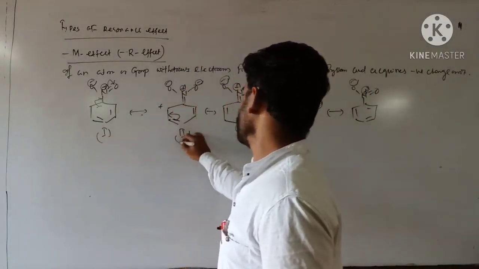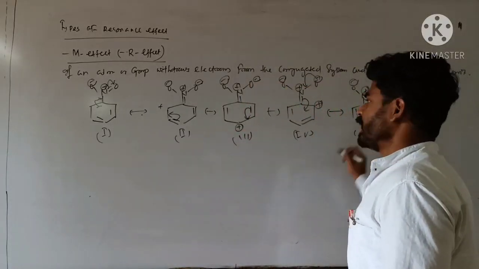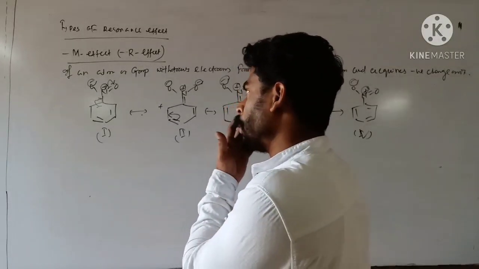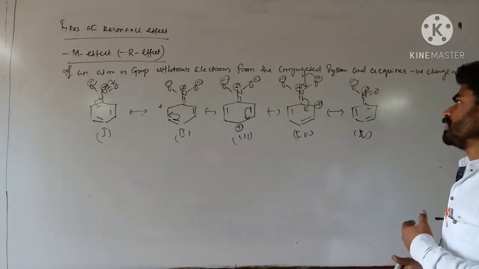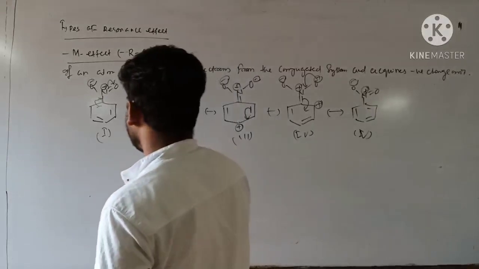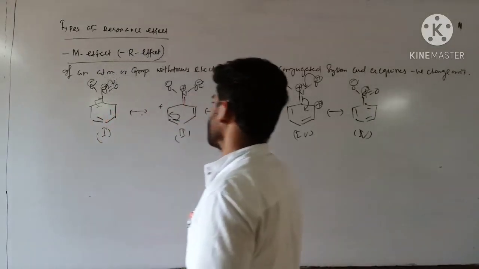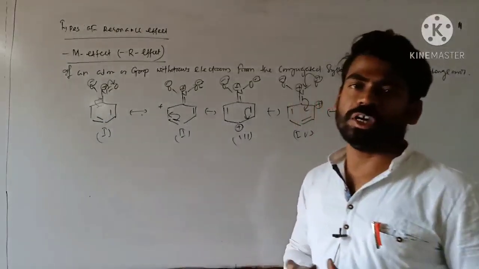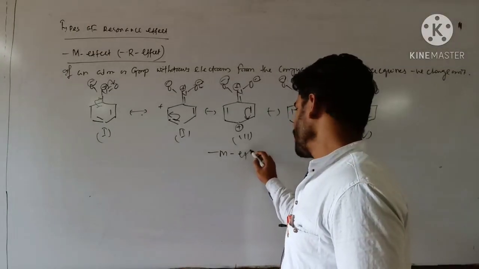You have got 5 resonating structures, and just see, the nitro group withdraws electrons from the conjugated system. That's why initially the nitro group has one negative charge, but right now this oxygen carries negative charge over it. So this one has negative mesomeric effect. This is called negative mesomeric effect.